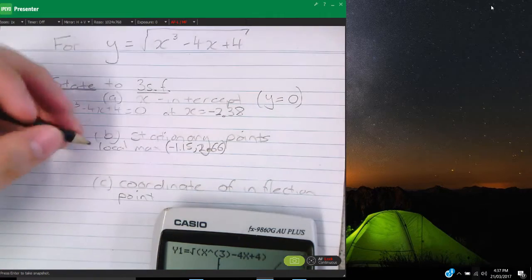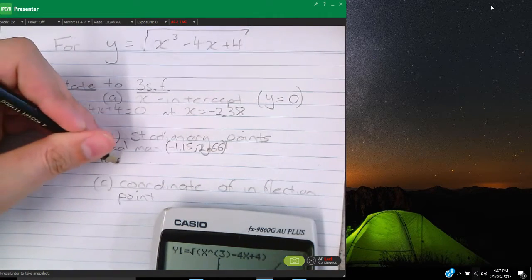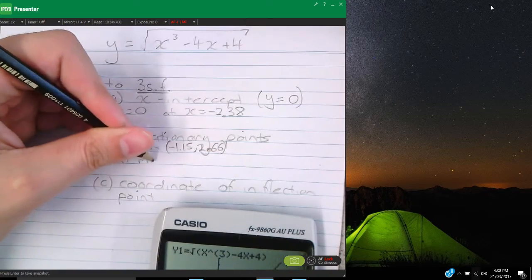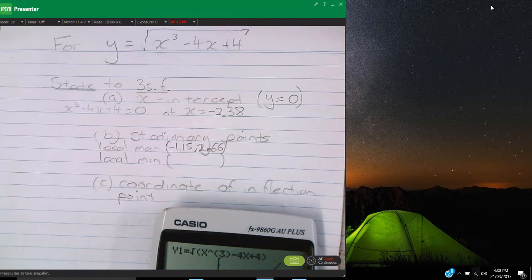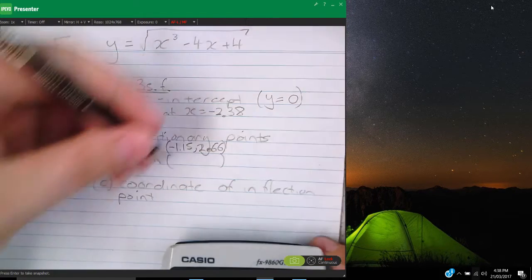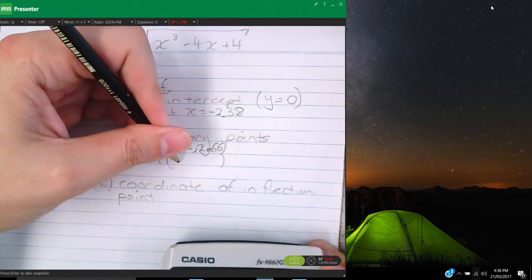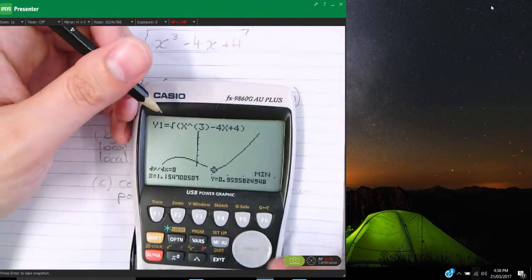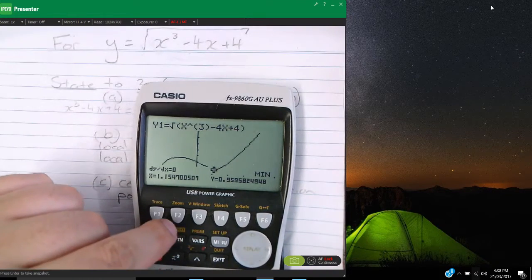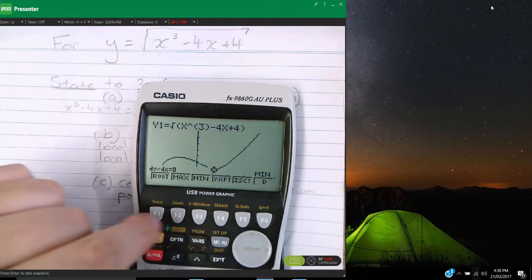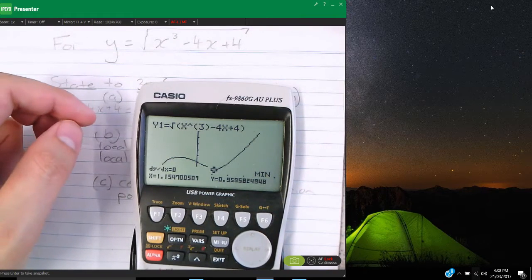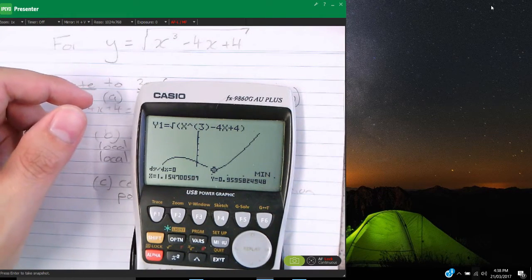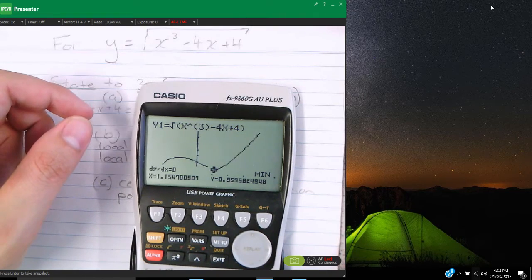Okay, the local min. Sorry, it's out of the camera range. So what I did to solve for local min was G-Solve, Min. Okay, that occurs at x equals 1.15, to three significant figures.